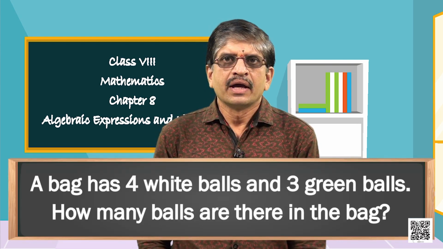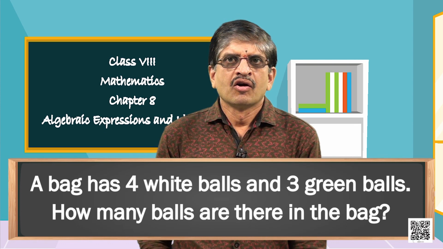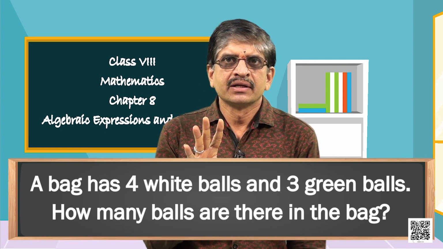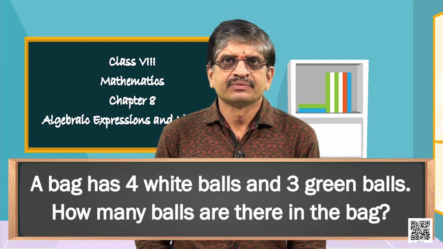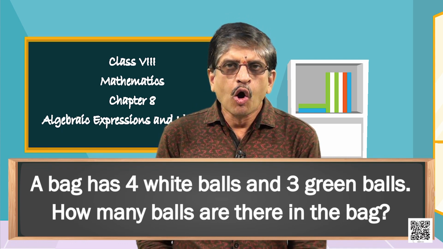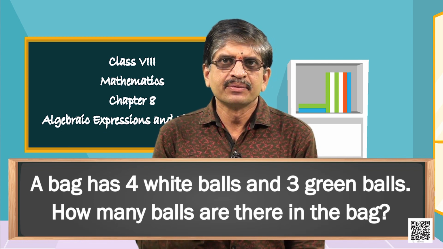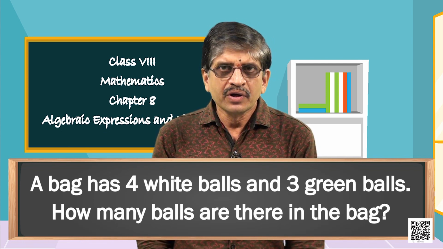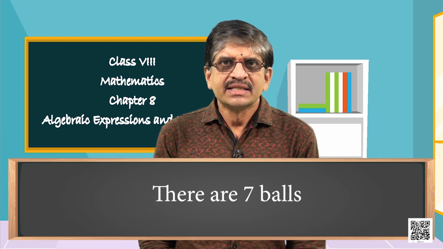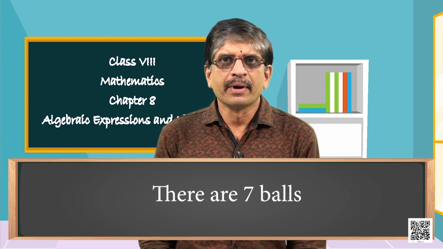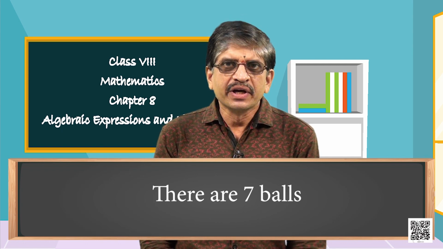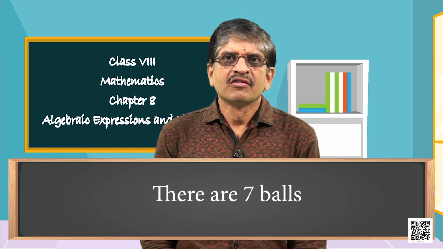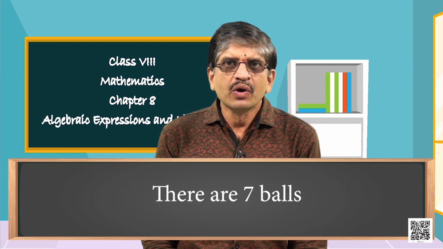Let us see this example. A bag has 4 white balls and 3 green balls in it. How many balls are there in that bag? Good. There are 7 balls in the bag. How did you get that? Okay, by adding 4 and 3 you got 7.